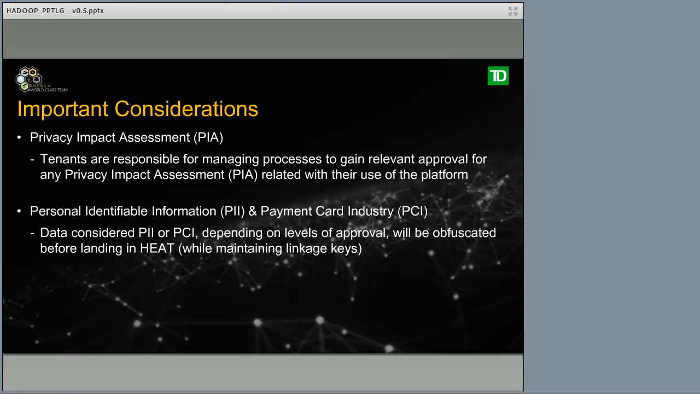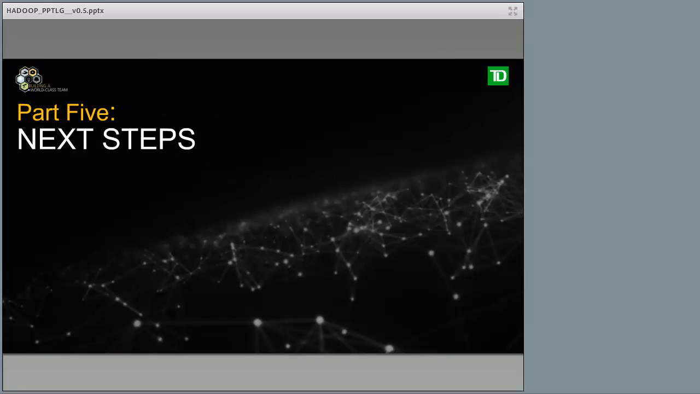4. Privacy Impact Assessment, PIA. Tenants are responsible for managing processes to gain relevant approval for any PIA related with the use of their platform. 5. Personal identifiable information and payment card industry. Data considered PII or PCI, depending on levels of approval, will be obfuscated before landing on Heat while maintaining the linkage keys.